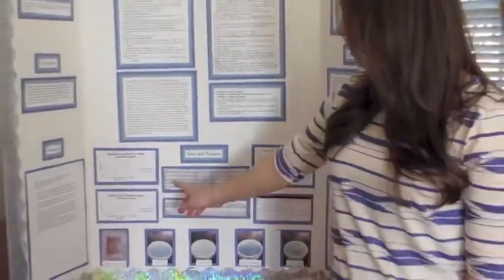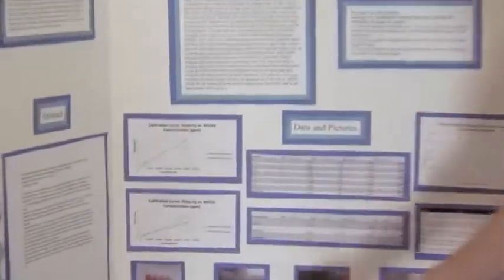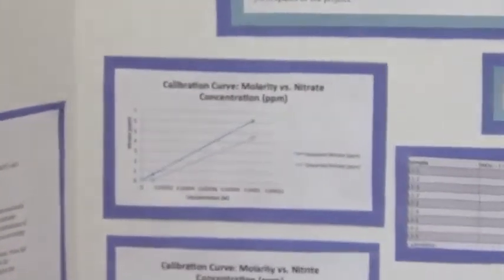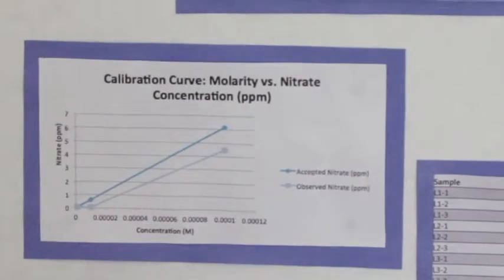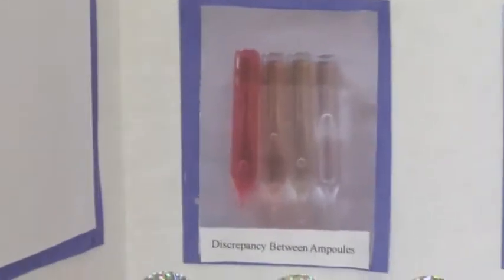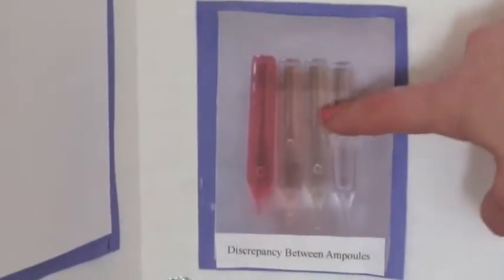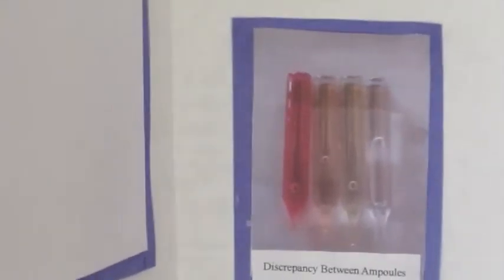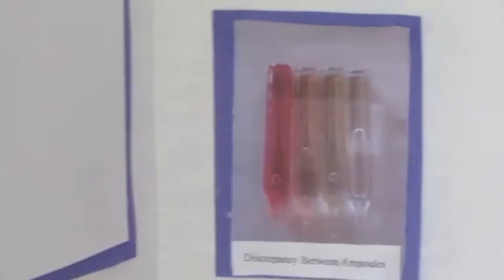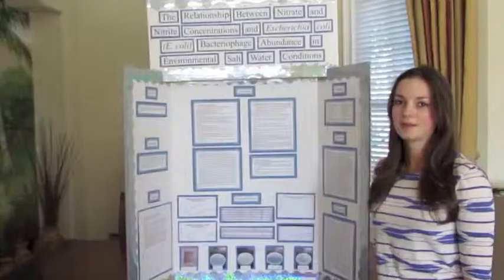Over here are our calibration curve graphs, and you can see that they both didn't differ by the same amount, so we weren't able to establish a constant in order to correct our data by. And this picture shows the ampules that we used in order to determine the nitrate and nitrite values, and the 3 on this side here, they all measured 0.01, but you can see that they clearly have different colors, so that shows that our measuring device was somewhat off, which resulted in somewhat strange data.